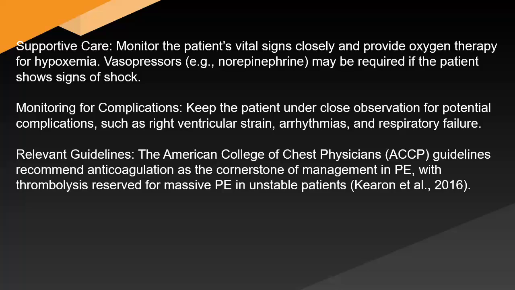Monitoring for complications: keep the patient under close observation for potential complications such as right ventricular strain, arrhythmias, and respiratory failure. Relevant guidelines: the American College of Chest Physicians (ACCP) guidelines recommend anticoagulation as the cornerstone of management in PE, with thrombolysis reserved for massive PE in unstable patients, Kearon et al.